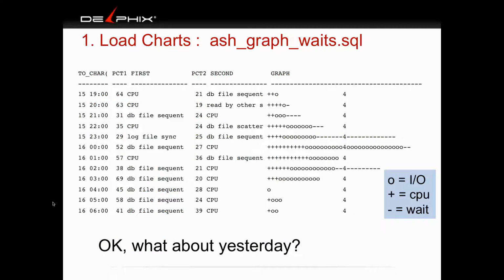And then we add the graphics. So this is what it finally looks like. I have my time bucket, I have my first weight event, how much it contributes to the total, second weight event, the graph. I added one thing in the graph that I hadn't shown yet, that's the zeros is I/O. So I have CPU, I/O, and weight. So this is cool. This is what's happening right now in V$ active session history, which is in memory. What about what happened yesterday or last week? We need to use a different table. That's the DBA_HIST_ACTIVE_SESS_HISTORY.